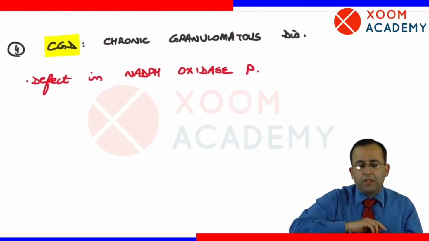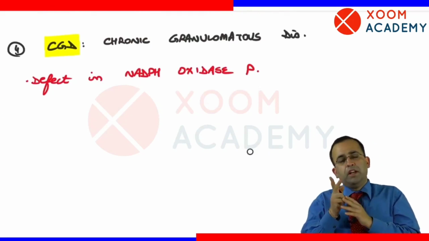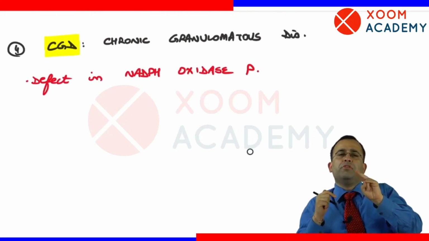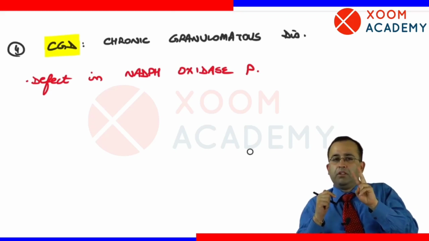What was the role of NADPH oxidase? Remember, NADPH oxidase was responsible for formation of two free radicals. It was forming two free radicals. Which ones?